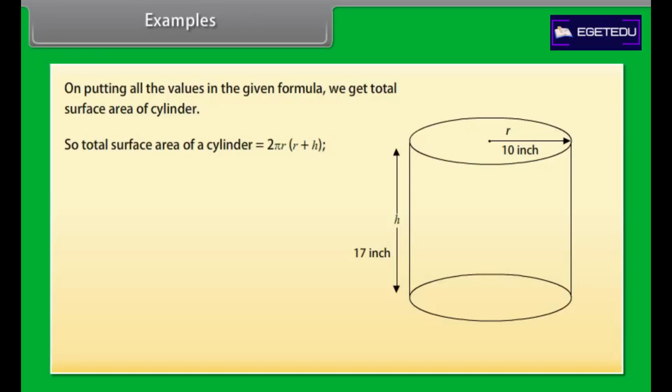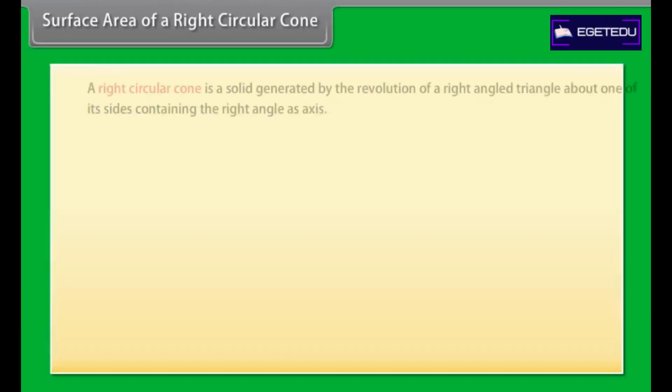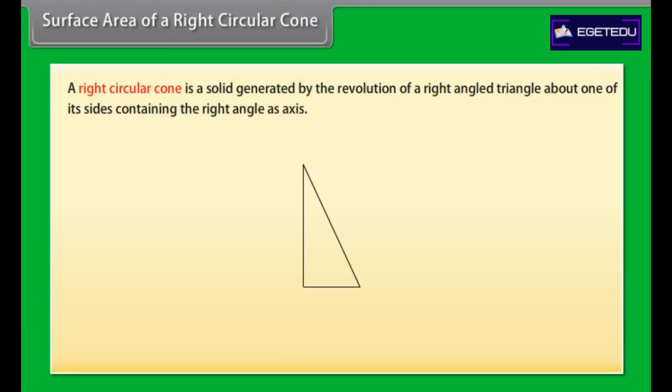given. As we know that the value of pi is 3.14, now we have to find the total surface area. We know that the formula for finding the total surface area of a cylinder is given by total surface area of a cylinder is equal to 2 pi r into (r plus h). Here r is the radius of a cylinder and h represents the height of a cylinder. On putting all the values in the given formula, we get the total surface area of the cylinder.